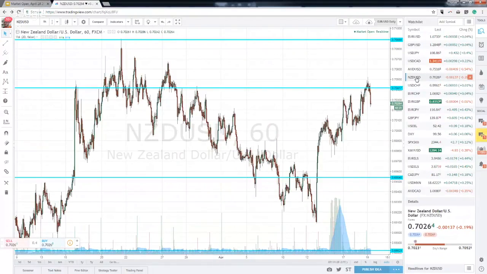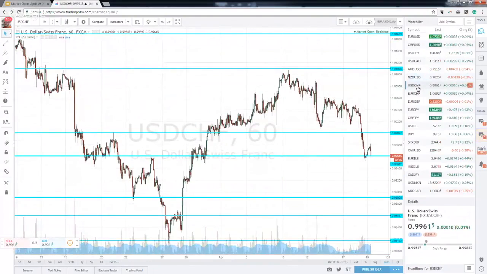Support 69.50 and 68.80. Okay, and our last major is dollar Swiss, below parity at the moment, reflecting dollar weakness. Further support 98.50. Well, before that we have 99. To the top side we have, of course, the line of parity and 101, followed by 101.70. So a little bit leaning to the downside.